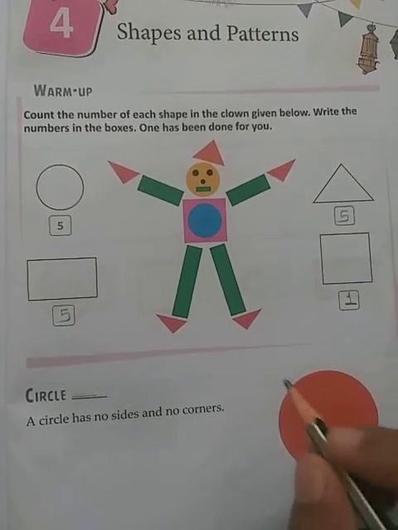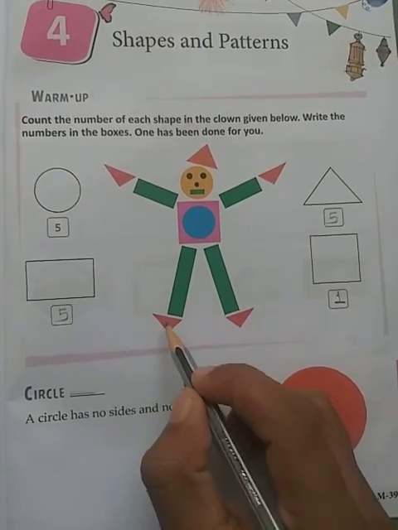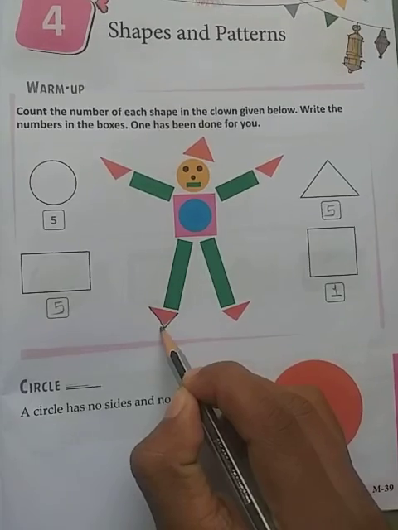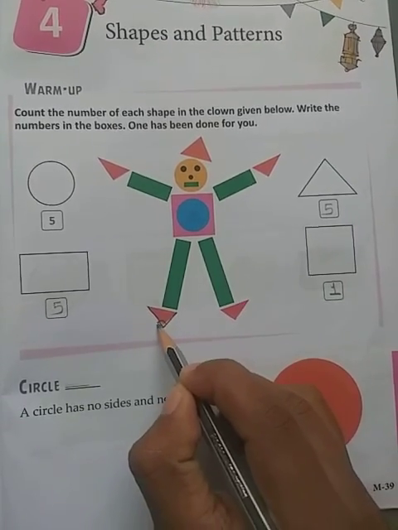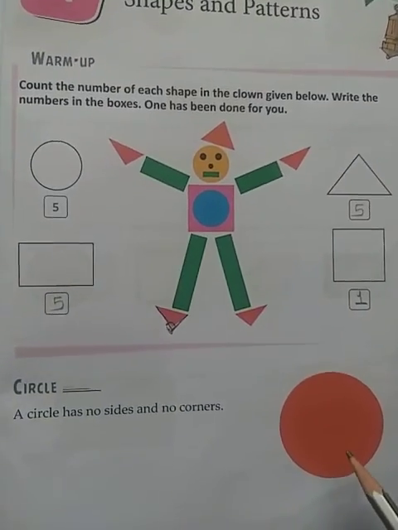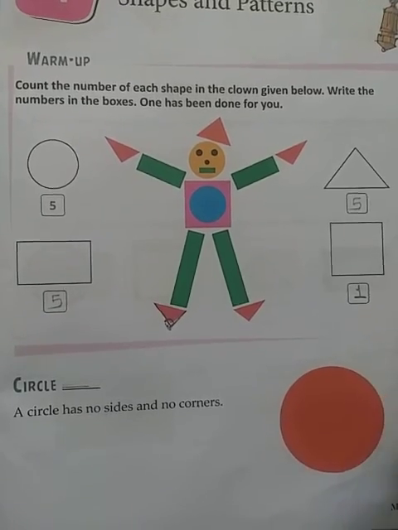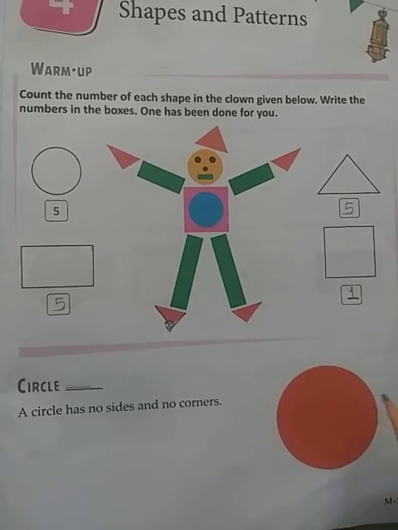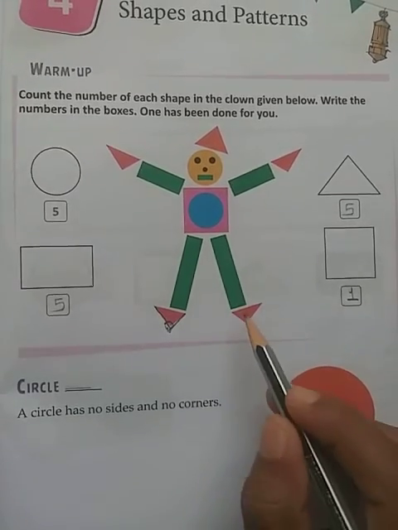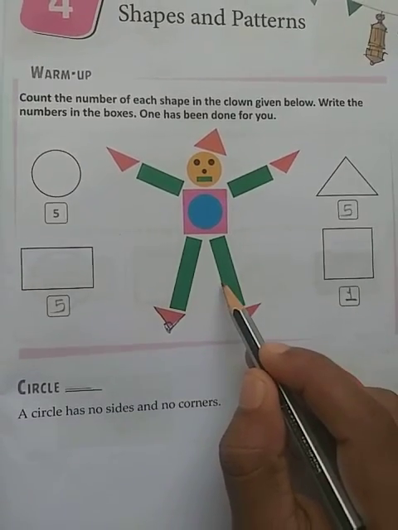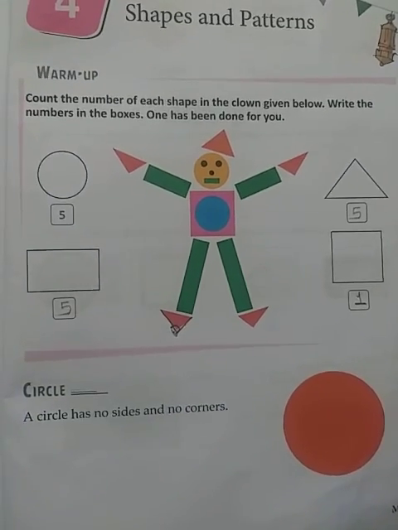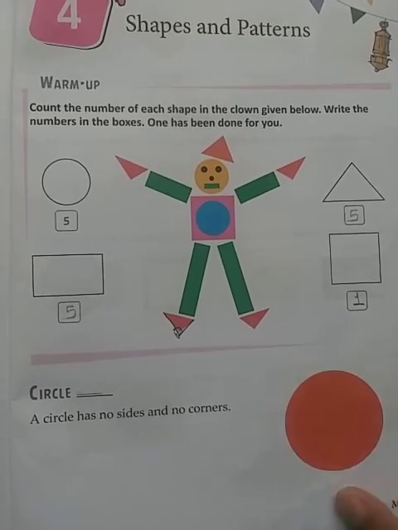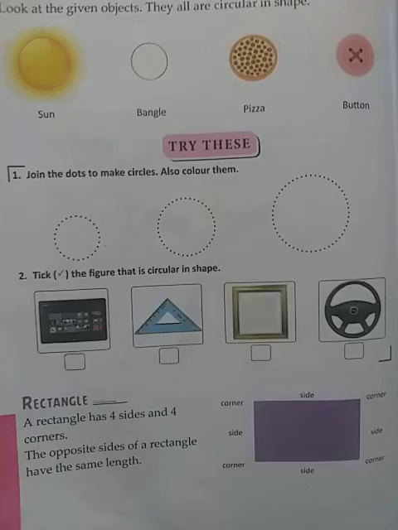Now corner means what? In this shape you can see where this side and this side are connected or joined here, this is called a corner. Can you see a corner here? No. So the circle has no corner, and you cannot see a side either. See this shape, this is one side, this is another side, but the circle doesn't have sides. So the circle has no sides and no corners.